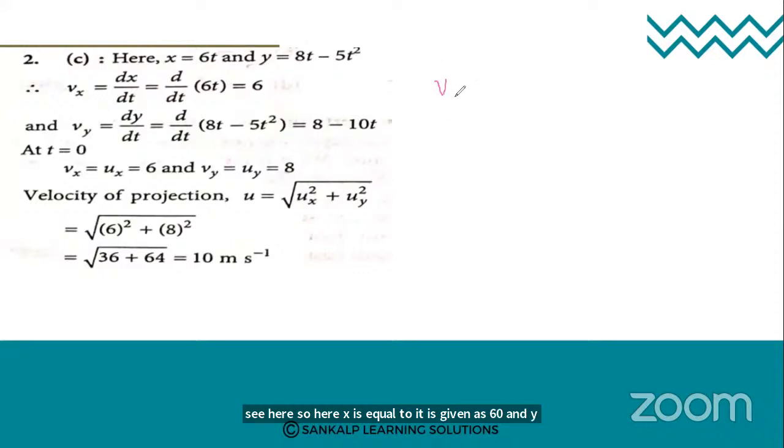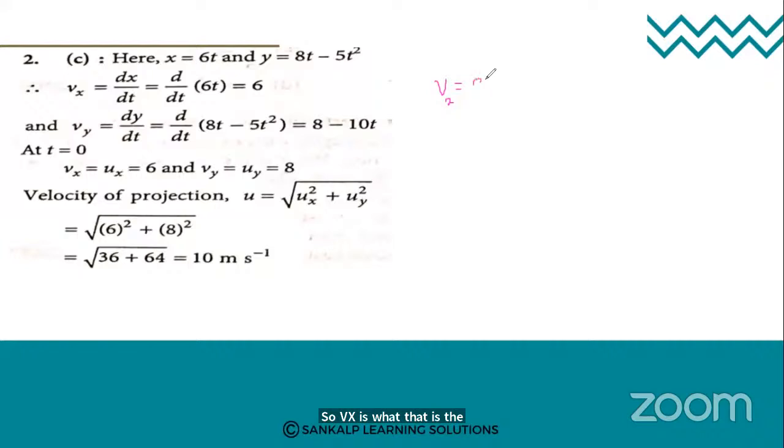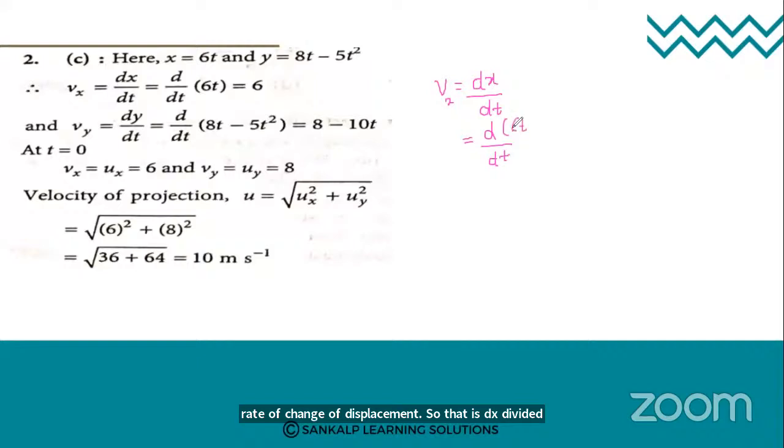So Vx is the velocity along the x component. The velocity is equal to the rate of change of displacement, I hope you know this one. So velocity can be defined as the rate of change of displacement, that is dx divided by dt. So this is d by dt of x, which is 60t. The differentiation of 60t with respect to t will be 60. So Vx is equal to 60.